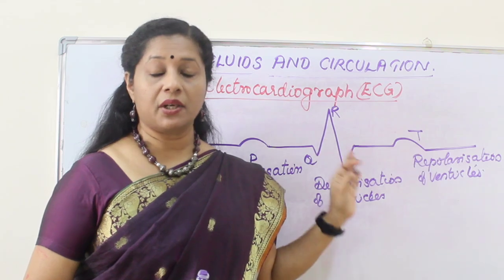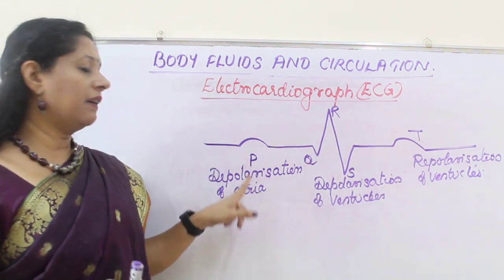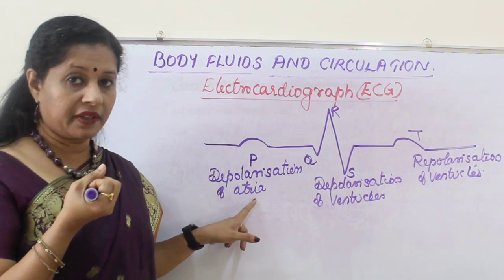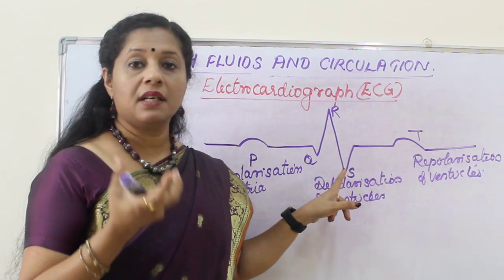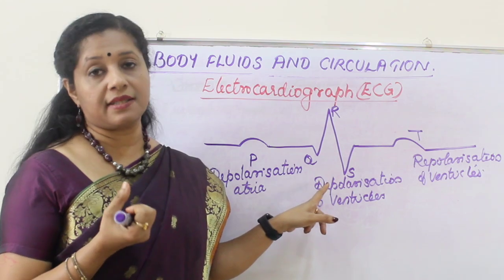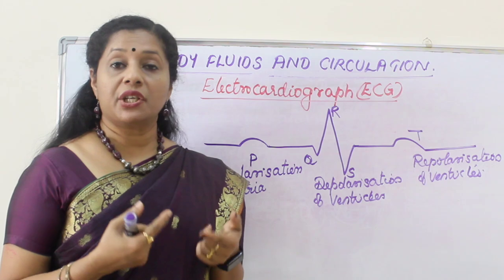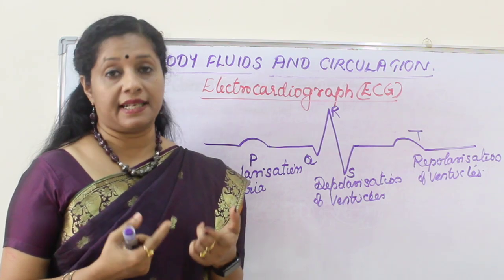This diagram is important. Peaks are important. What they represent is also important. P wave, depolarization or the contraction of the atria. QRS complex, depolarization or the contraction of the ventricles or ventricular systole, and T wave, repolarization of the ventricle or ventricular diastole.